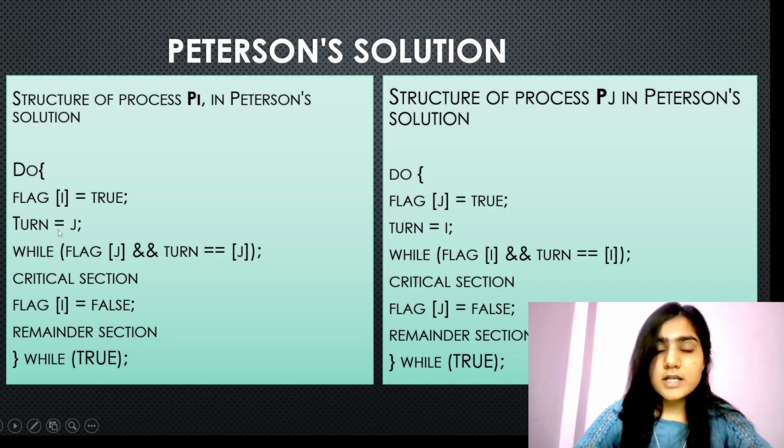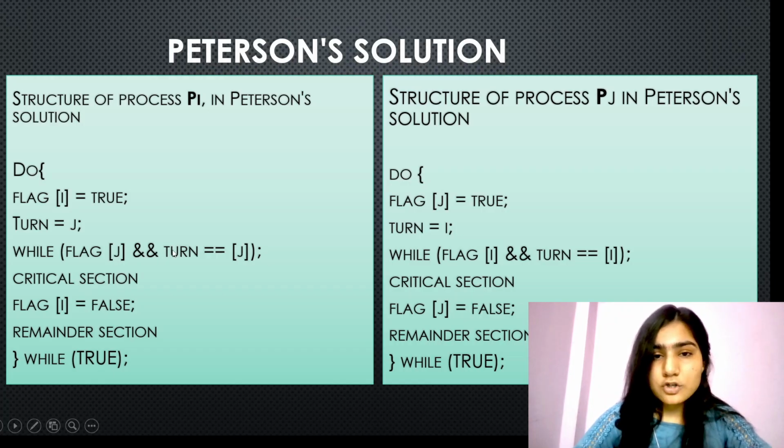So here turn equals j, so process j has the next turn to enter the critical section. Now we have a while loop in which we have the condition flag[j] && turn == j. It means it is the turn of process Pj to enter its critical section, and process Pj should be ready. But here we have flag[i] equals true and turn equals j, while the condition needs flag[j] and turn equals j. So the condition becomes false, and we move towards the next instruction, which is the critical section. It means that process Pi will enter its critical section.